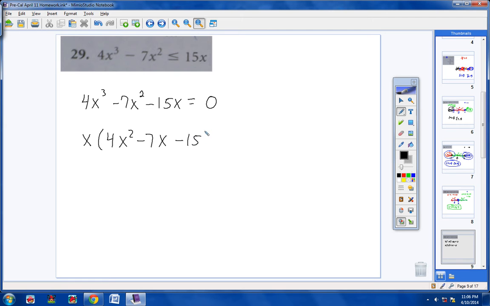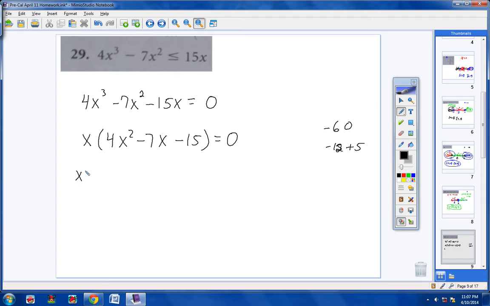minus 15. And then next, because I do not have a lead coefficient of 1, I have a lead coefficient of 4. I take 4 times negative 15, that's negative 60. And I'm trying to think of two numbers when multiplied give me negative 60, when combined give me a negative 7. And I believe that's going to be negative 12 and a positive 5, okay?